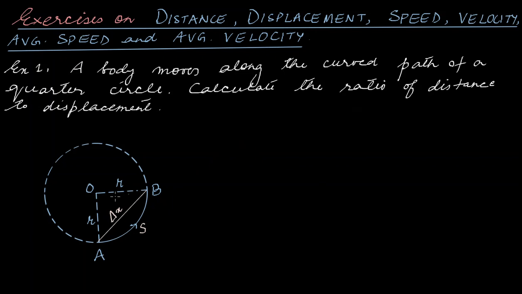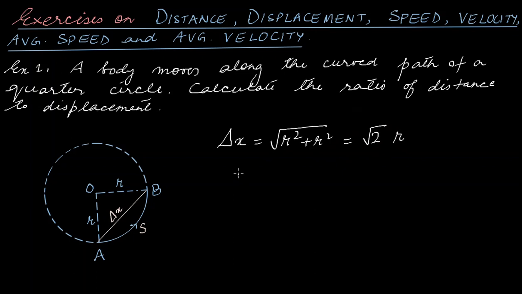This is a right angle triangle because it's just a quarter, isn't it? So if it is a right angle triangle, it's very simple. We can use the Pythagoras theorem here. The displacement will be this square plus this square under a root. So you have r square plus r square under a root, so you have root 2 r. R comes outside of the root.